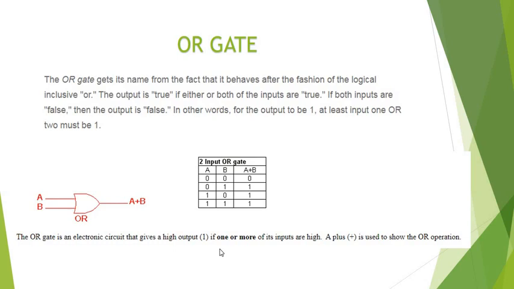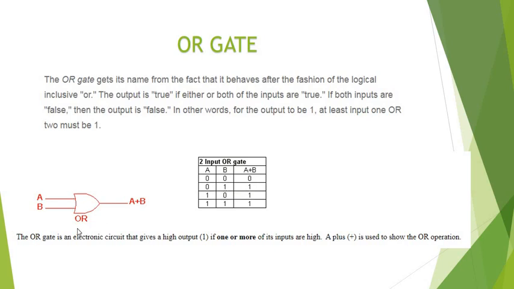The next gate is the OR gate. The OR gate, if you go through, always has the output 1. Whenever the input is 1, the output is always 1. Go through this section and then you will understand how plus is done.